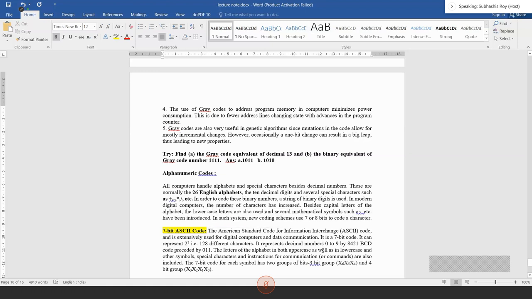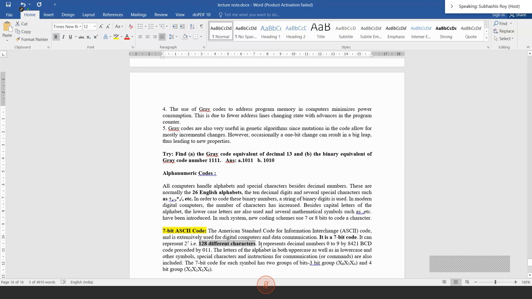This is the American Standard Code for Information Interchange. So it is an international standard. Using this standard requires a 7-bit code. This is a 7-bit code. So using 7 bits, it can represent a total of 128 different characters.